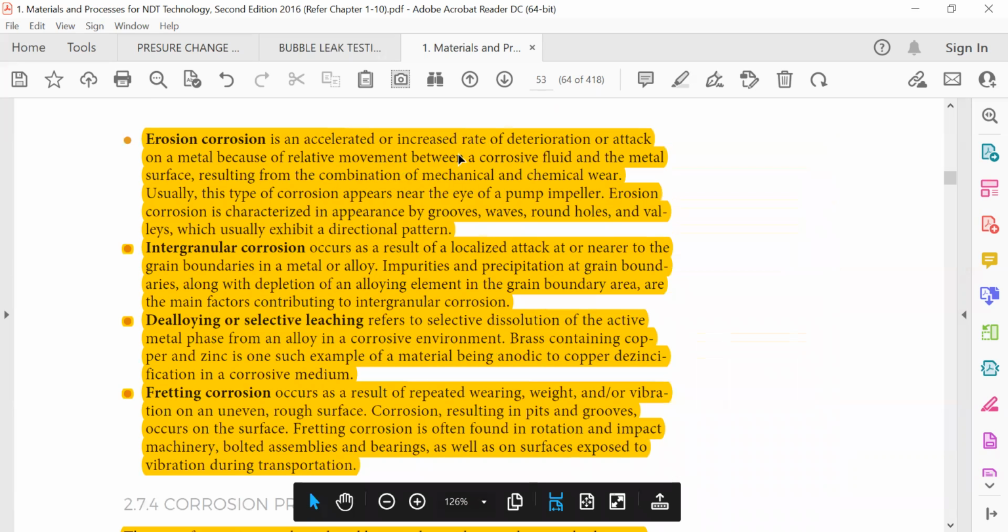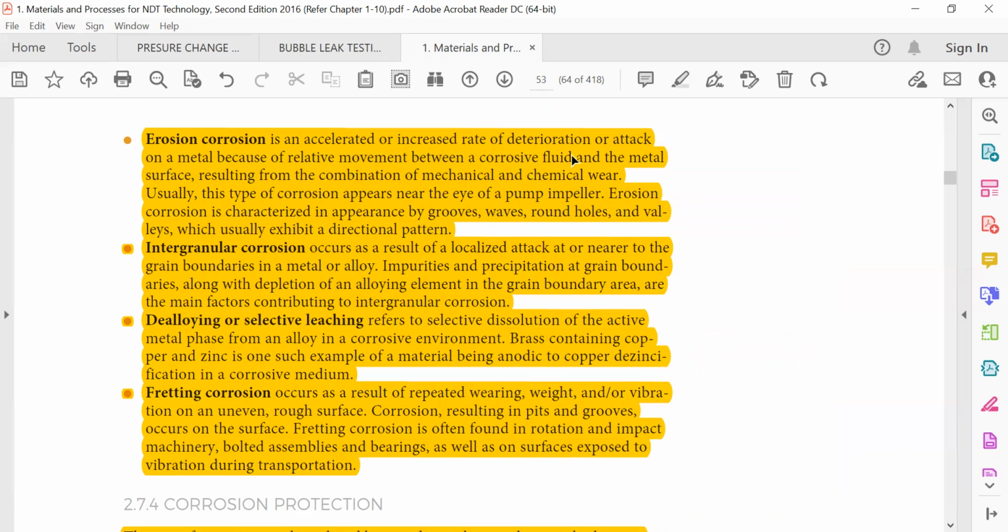Erosion corrosion is an accelerated rate of deterioration or attack on a metal because of relative movement between the corrosive fluid and the metal surface. Intergranular corrosion occurs as the result of localized attack at or near the grain boundaries of the metal or alloy. De-alloying or selective leaching refers to selective dissolution of the active metal phase from an alloy in a corrosive environment. Brass containing copper and zinc is one such example. Zinc, being anodic to copper, undergoes dezincification in a corrosive medium.